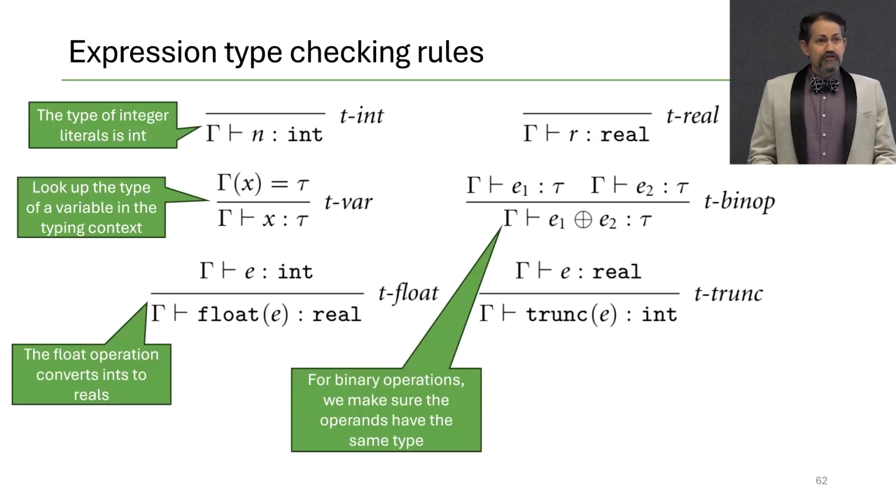The float operation converts ints to reals, and we can see that in the type. The conclusion says that float of E is of type real, and it requires that the expression E have type int. Trunc is exactly the opposite. It takes an expression E of type real and gives us a truncated version of that expression that has type int by dropping off the floating point part.